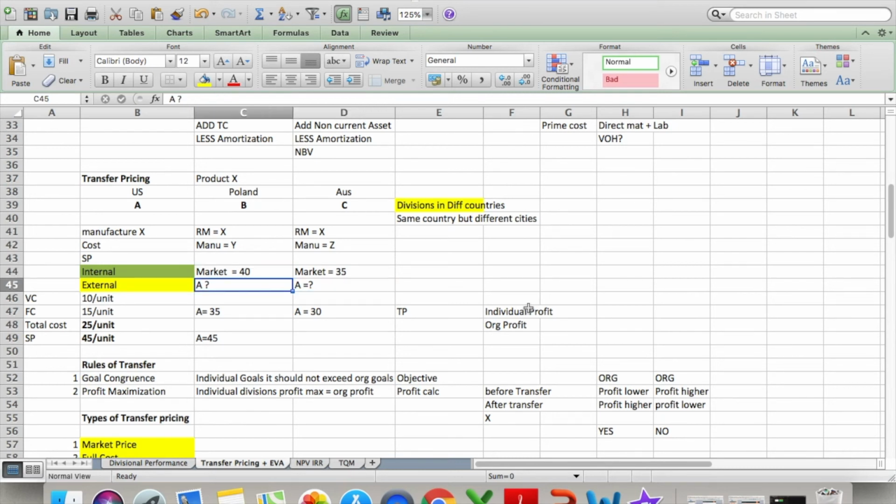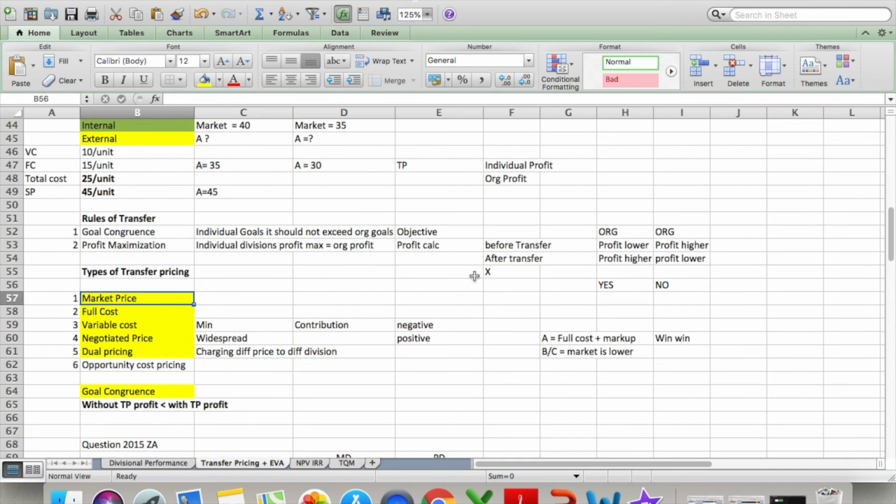Now the question mark. What is the price at which A should give B and C the raw material X so that B does not put itself at a loss, and A is not at a loss as well? So now we're going to come at different types of transfer pricing. That's where different types of transfer pricing comes into play. So we have 6 kinds of transfer pricing, as I've written here.